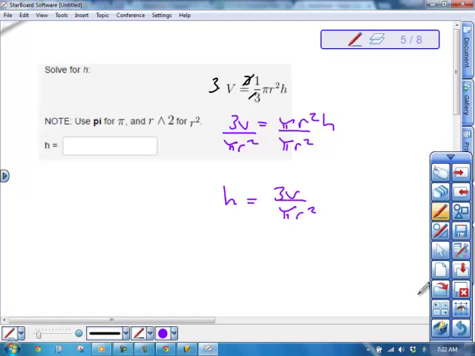And this is a little tricky as well because Webwork wants you to use pi for pi. So when you enter this in, you're going to use pi right here. And then in this r squared right here, you're going to have to use that caret sign too.